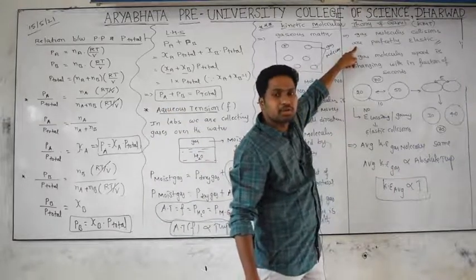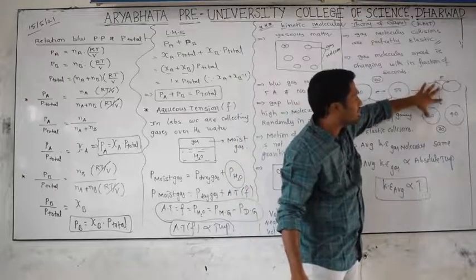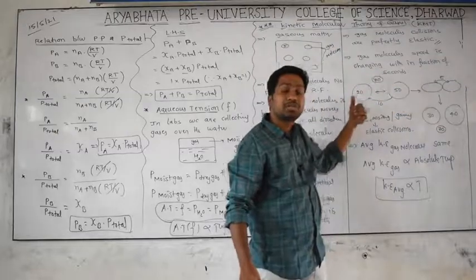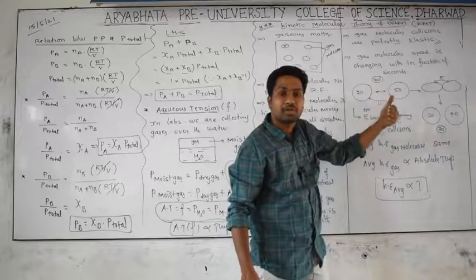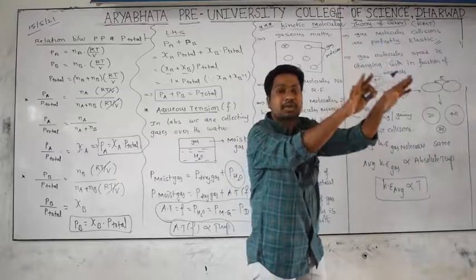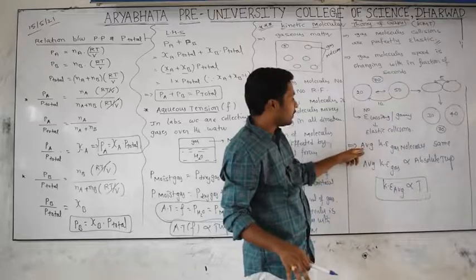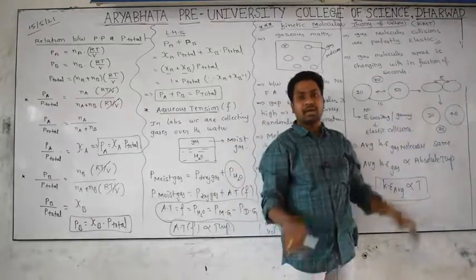What is the meaning of this? While colliding, the shape may deviate, and after collision they regain their original shape. In this process, energy is transferred from one molecule to another, but the average energy remains constant at that particular temperature. The average kinetic energy of the gas molecules remains the same at that temperature.